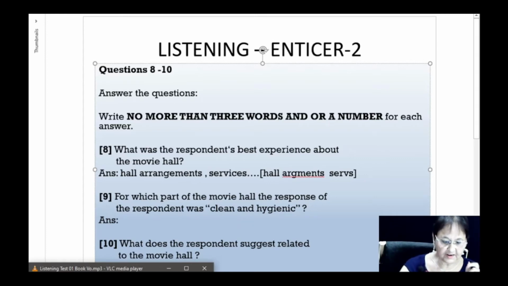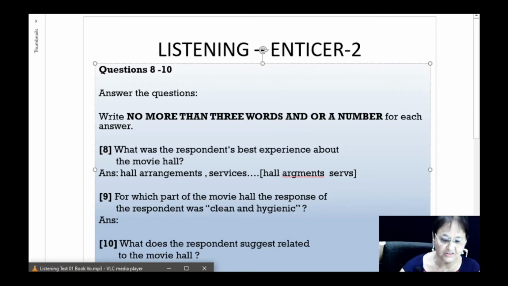Now she's confirming the answer to number 8. Now we go to 9th. Now the question is which part of the movie hall? Now the person who's questioning her has already said the word. Now you have to listen to her answer whether she's confirming that the washrooms is the best part of the movie hall.